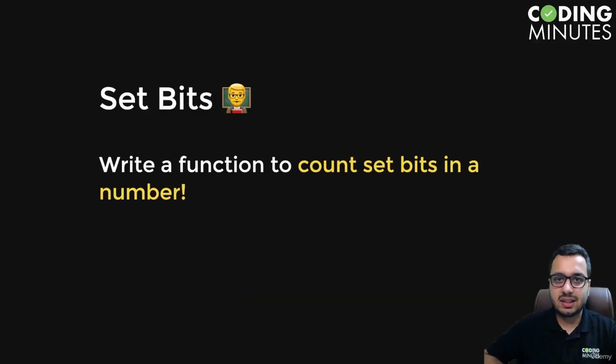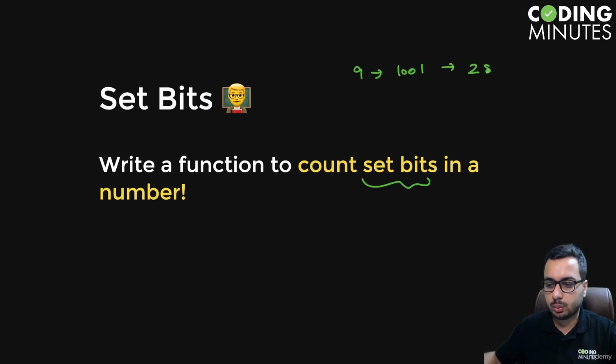Hi everyone. So in this lecture, we will see how you can count the number of set bits in a particular number. So what are set bits? Set bits are those bits which are 1. For example, if I give you the number 9, which is 1001, then I can say it has 2 bits which are set bits. So I want to count the number of set bits in the binary representation of any number. That's what we need to do.